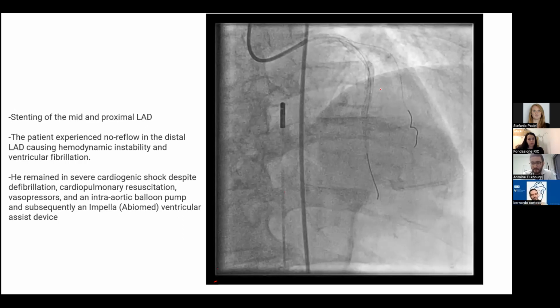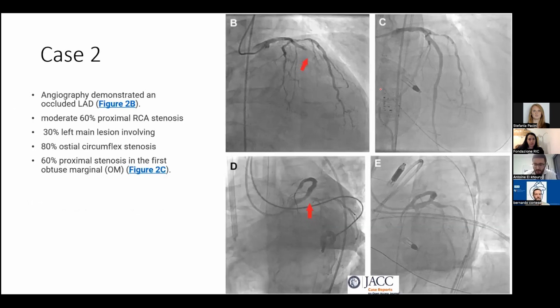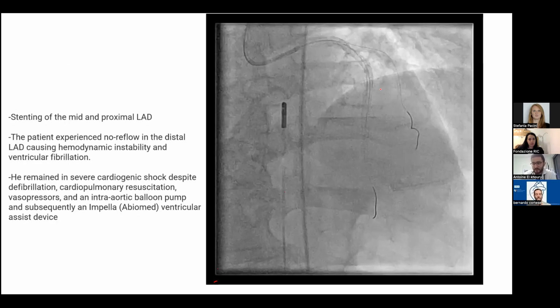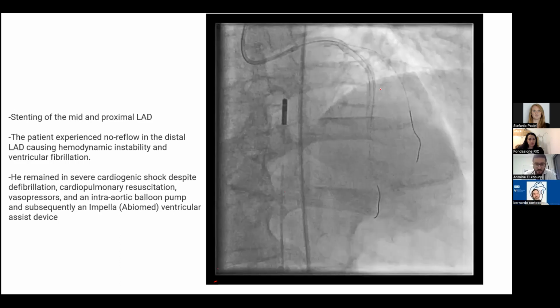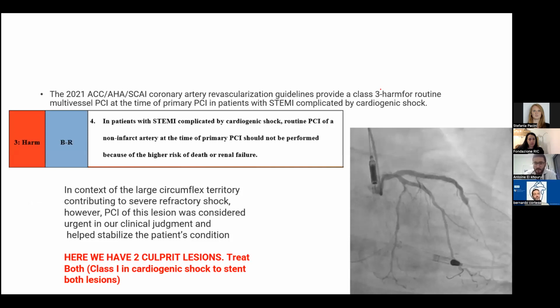Yes. Okay. So here they decided to place a stent on the left circumflex artery as well, because the patient did not improve even after the opening of the LAD. So a stent was placed in the left circumflex artery with good results, and the patient was stabilized and was out of cardiogenic shock a few hours later. So this case shows that sometimes we can have two culprit lesions, so we need to stent both even if the patient is unstable. Okay. So yeah, it's okay.